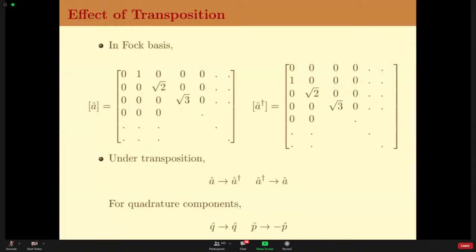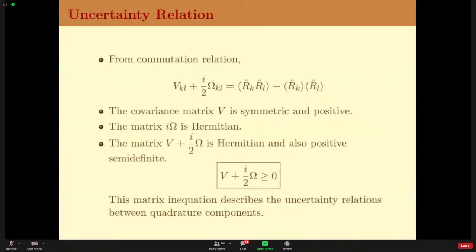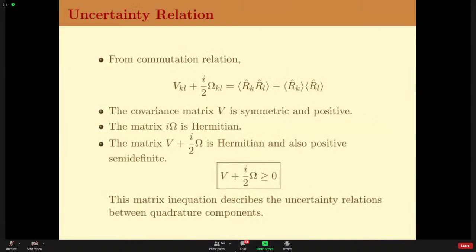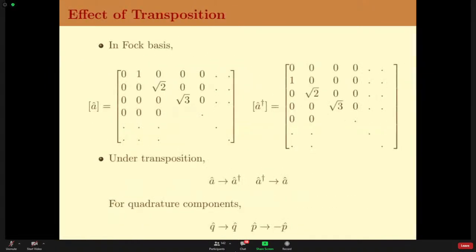So in the calculation, if you want to find the effect of a partial transposition, in the covariance matrix, all we have are expectation values. So before taking the expectation value, these R_K and R_L can be expressed in terms of the mode creation and annihilation operators. We will replace a by a dagger and a dagger by a, and then we take expectation values.